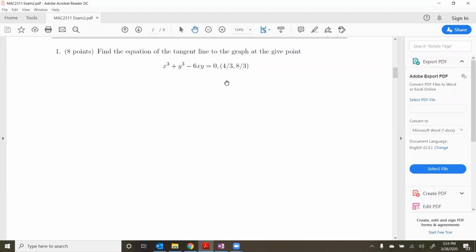So let's see the example that you see here. It says find the equation of the tangent line to the graph of x cubed plus y cubed minus 6xy equal to 0 at 4/3 comma 8/3. So you are given what we call the implicit expression.